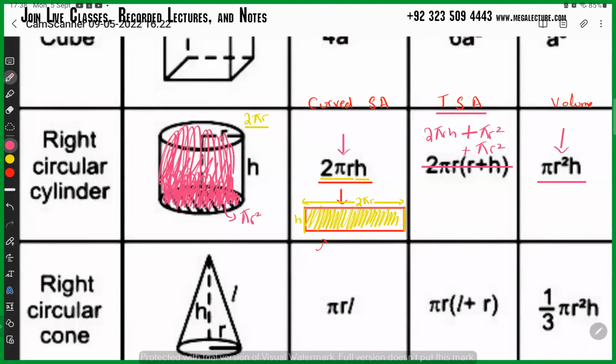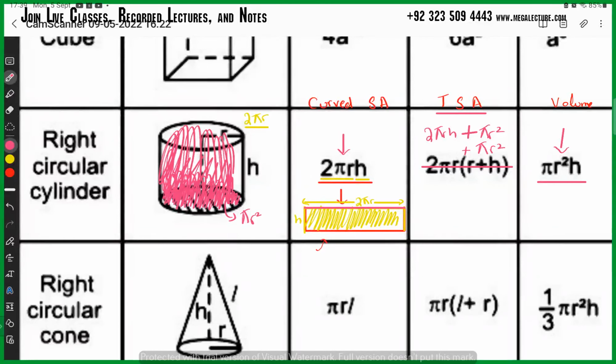Just imagine that you have a cylinder. You have the base area. If you multiply that base area with height, that is basically going to cover up all the space inside your cylinder. And volume is basically the space inside any object. So that is pi r square h.